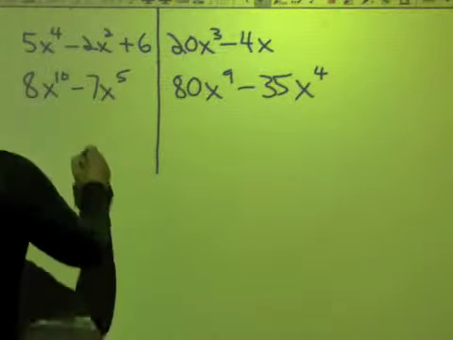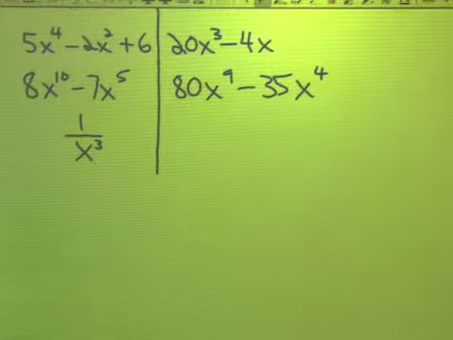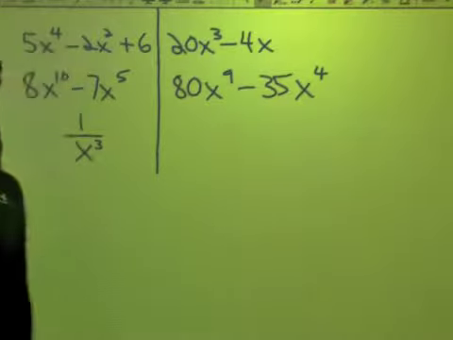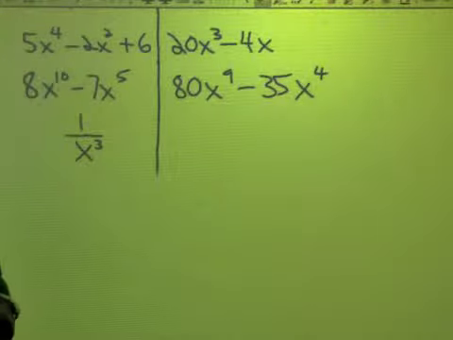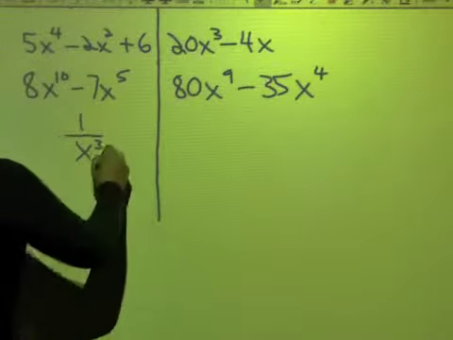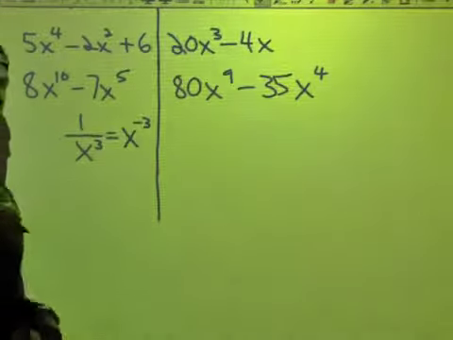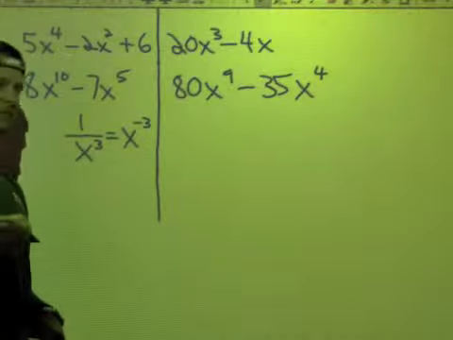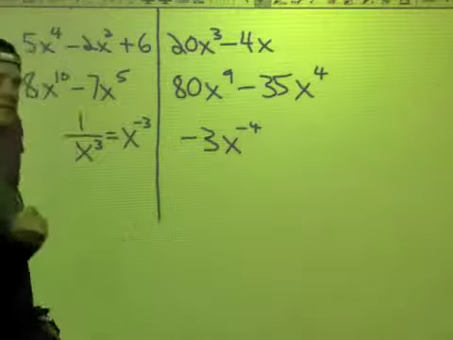But how about this? The function 1 over x cubed. Not so smart, are you? Can you do that one? What if you rewrite that as a power function? What if you rewrote this as x to the negative 3, which means the same thing? You think you know? Derivative of that is negative 3x to the negative 4 power.